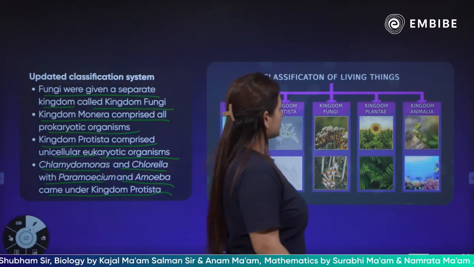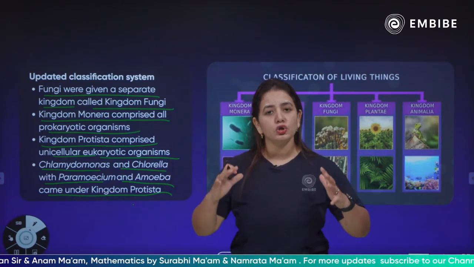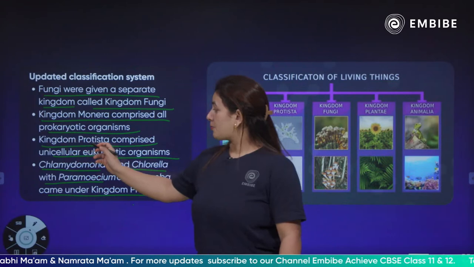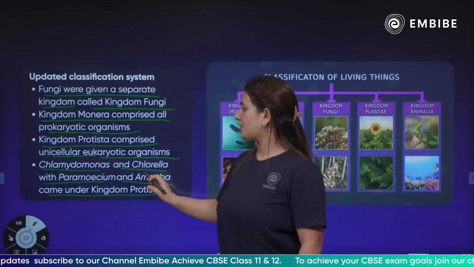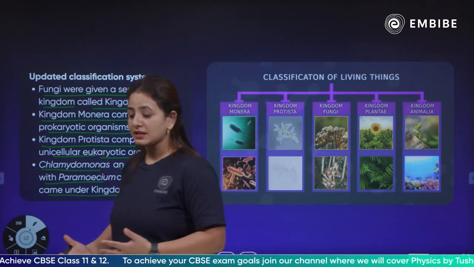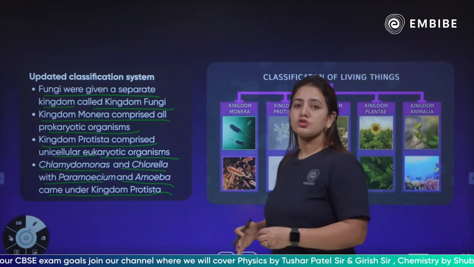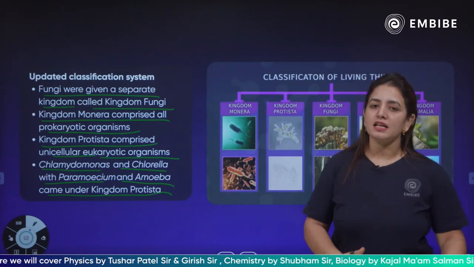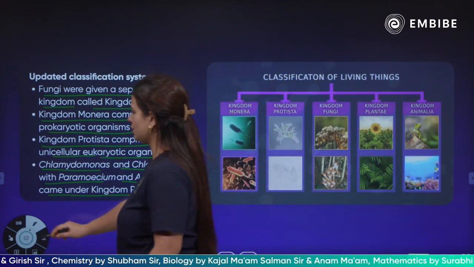Children, the reason this classification was so widely accepted is that the basis of similarities and dissimilarities was so unique that they individually gave separate kingdoms to study. Kingdom Protista comprises only unicellular eukaryotic organisms, so Chlamydomonas and Chlorella with Paramecium and Amoeba come under it. The updated classification system has many unique features, and that is the only reason it came into existence and was so widely accepted, because everything is classified very clearly and properly. So this is the updated classification system.